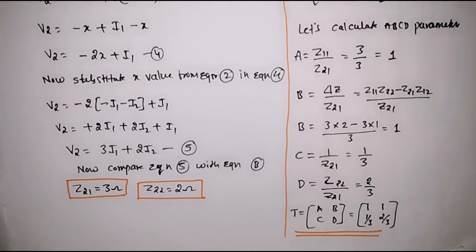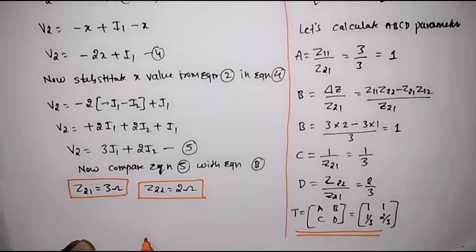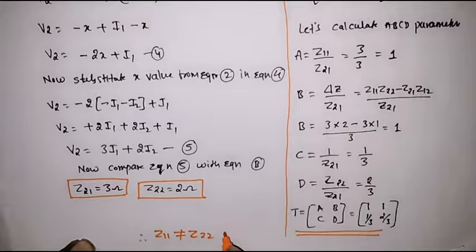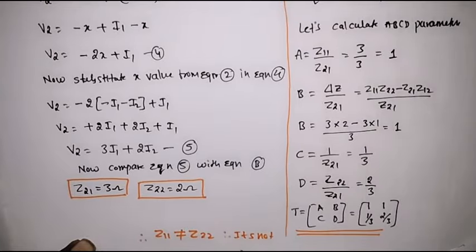Now let's check whether the circuit is symmetrical or reciprocal. The condition for symmetry is that if Z11 is equal to Z22, the circuit is said to be symmetrical. Here Z11 is not equal to Z22. Therefore it's not symmetrical.